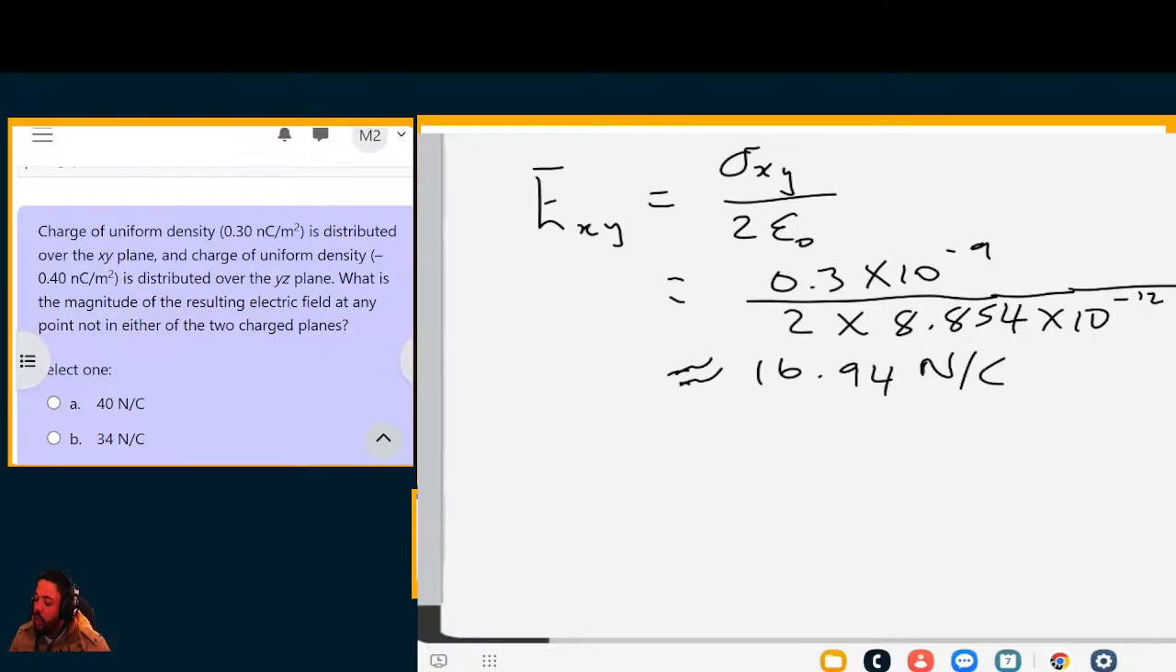Then we calculate the electric field due to the YZ plane. It is the area charge density of the YZ plane divided by 2 times epsilon naught.